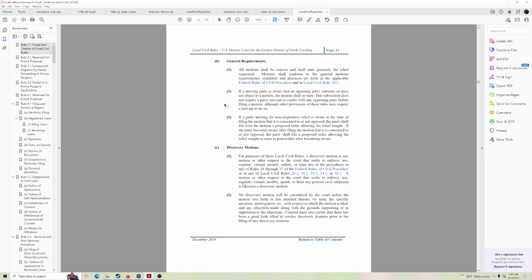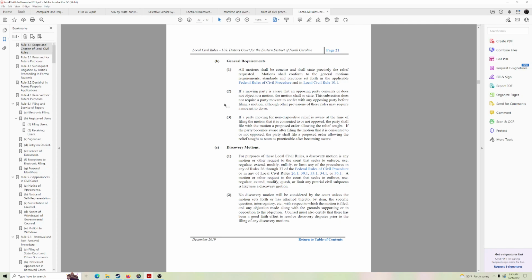General requirements. All motions shall be concise and shall state precisely the relief requested. Motions shall conform to the general motion requirement standards of practice set forth in the applicable Federal Rule of Civil Procedure and in Local Civil Rule 10.1.